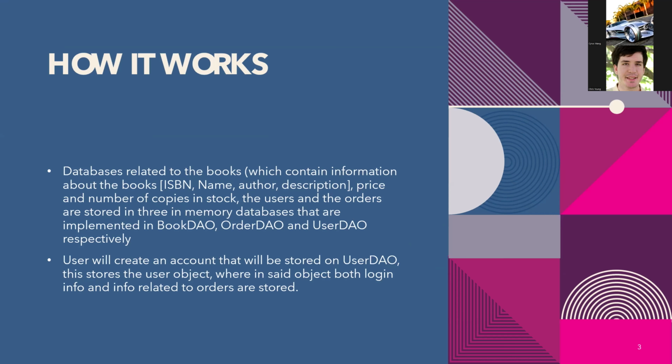These databases are done in memory. So how it works is that the user will create an account that will be stored in the user DAO, which will store the user objects across sessions. And all the orders will be stored in a separate database, and all the information for all the books will be stored in yet another database.